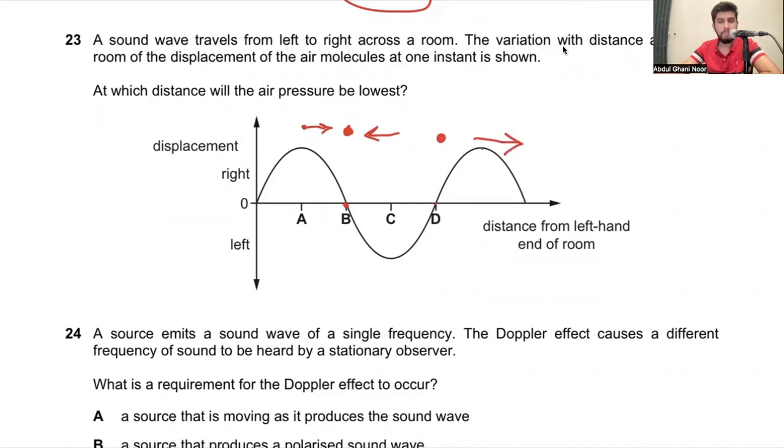Now, if you compare these points, you would realize that at point B, the pressure will be highest. The reason is that these particles are to the right, these particles are to the left, so they're basically compressing this point. This is a region of compression. At point B there will be compression. At point D, the pressure will be lowest.